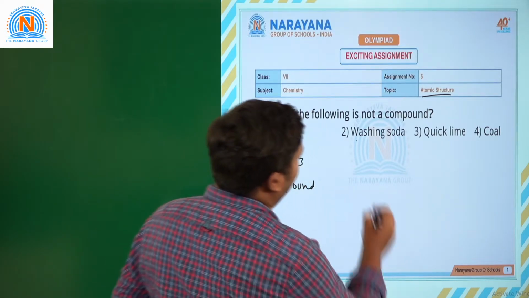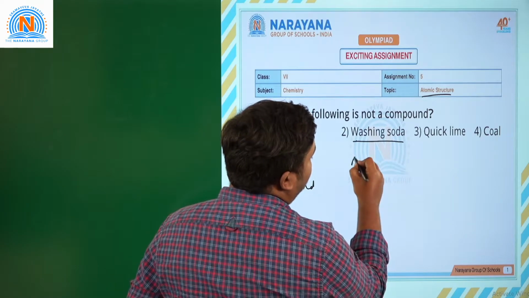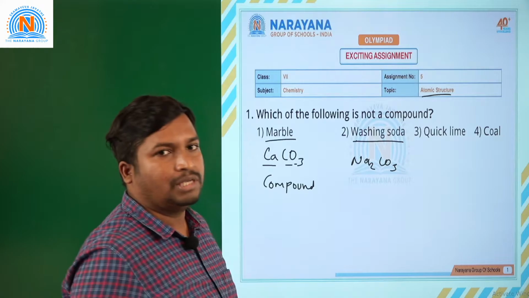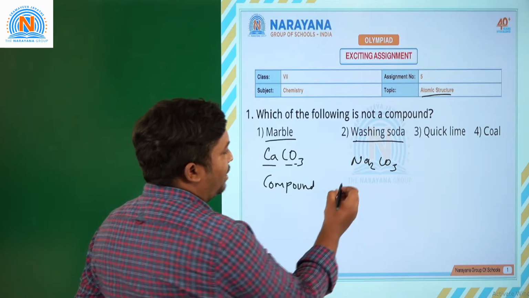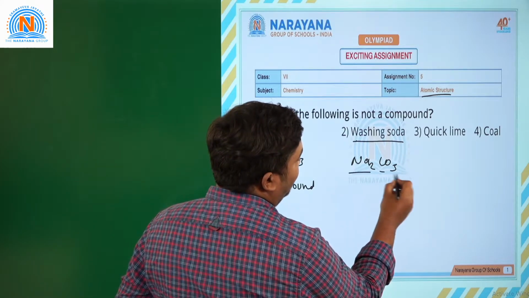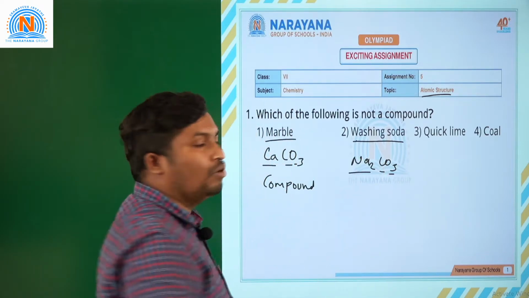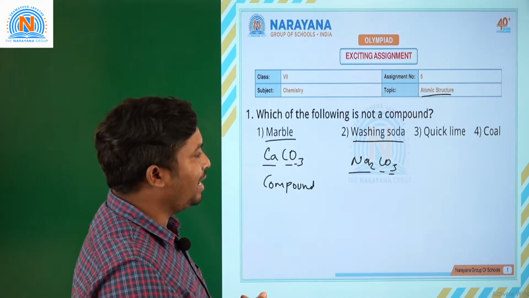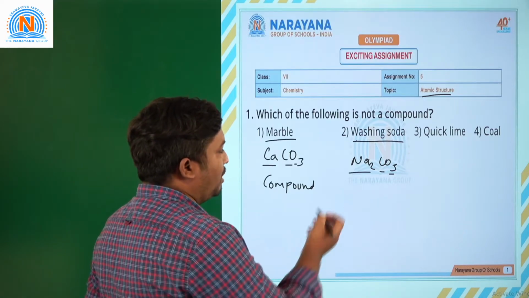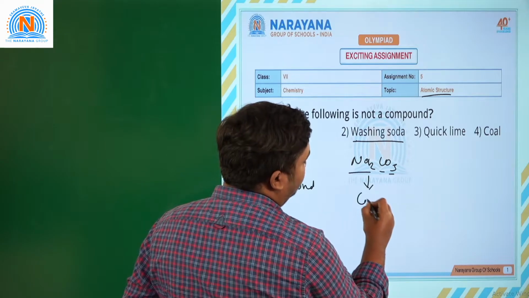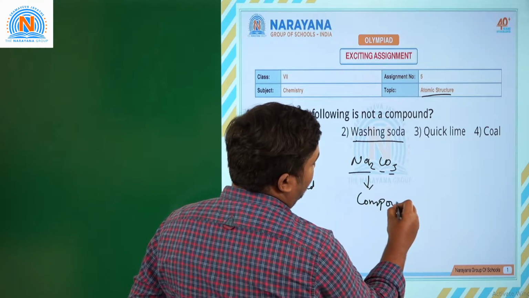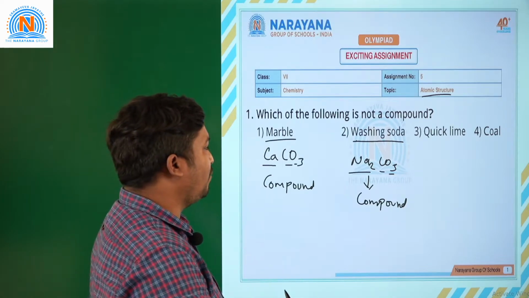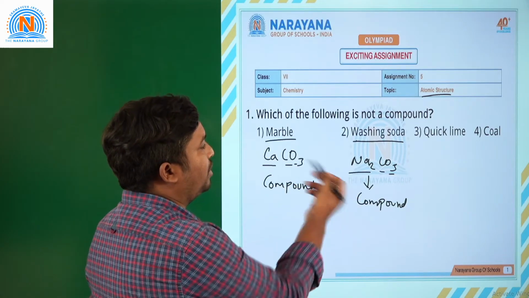Next, washing soda. The formula of washing soda is Na2CO3, sodium carbonate, where it has sodium atoms, carbon and oxygen. So there are more than two elements in it, that is three elements are present and total 6 atoms, right? So therefore this is also a compound. When two or more than two elements react chemically, then it results in the formation of a compound. So here more than two are there.